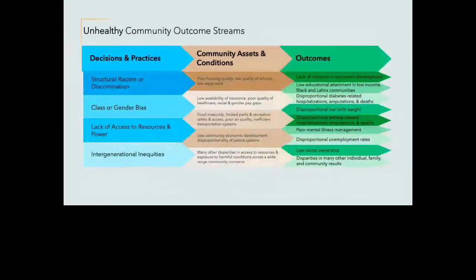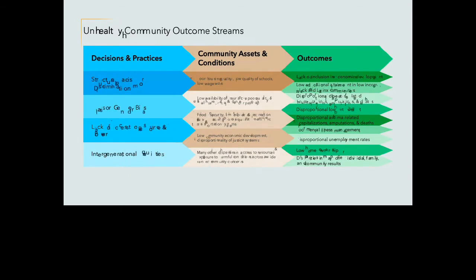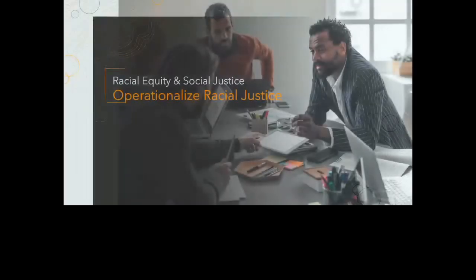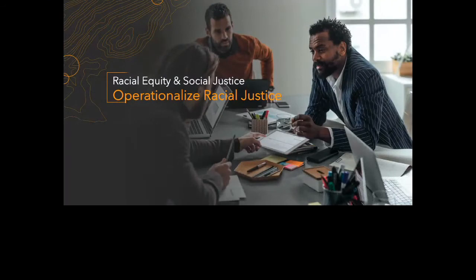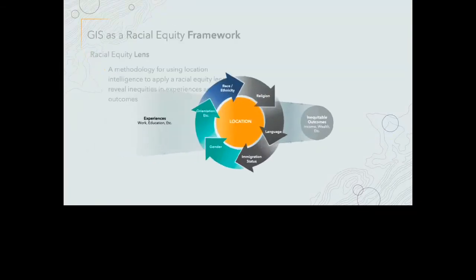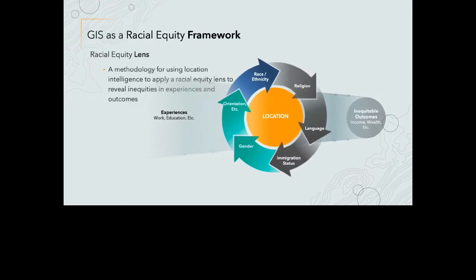And again, this model helps us to identify unhealthy systems, but also helps us to design healthy systems and implement more equitable practices, anti-racist practices. And over time, we've evolved our guidance to help organizations to essentially apply GIS as a framework for racial equity. And that begins with guidance for applying an intersectional racial equity lens. And as we know, race and place matters. And Esri provides data and tools and guidance to help you to apply a racial equity lens to business practices and decisions that impact the community assets and conditions and outcomes that we're all concerned about.